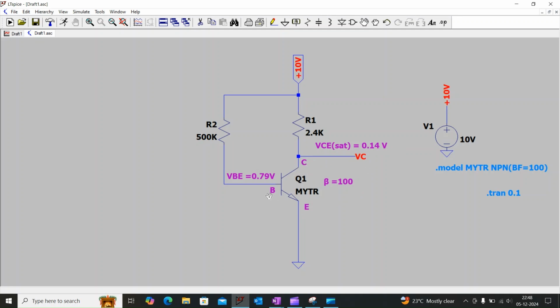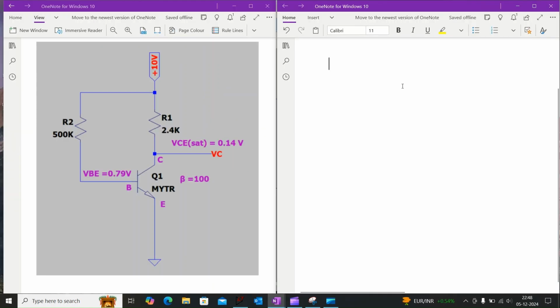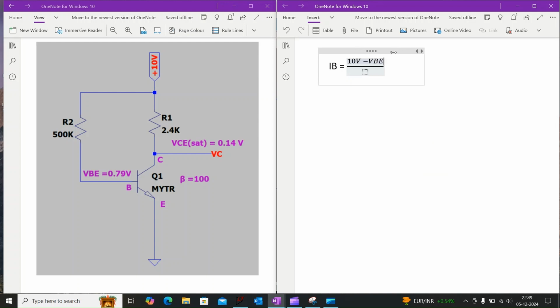This is the collector, this is the base and this is the emitter. And here we are using the common emitter configuration. So initially we need to find the base current. Here base current IB is equal to 10 volt minus VB divided by R2, which is equal to 10 volt minus 0.79 volt divided by 500 kilo ohm, which is equal to 18.42 microamps. This is the base current which is flowing through the base terminal.